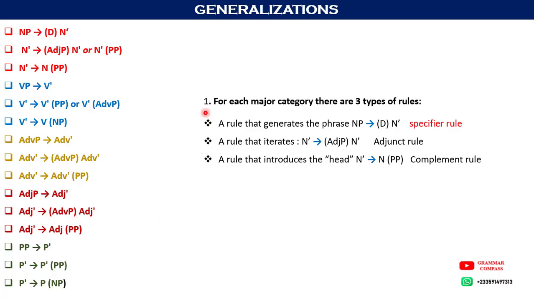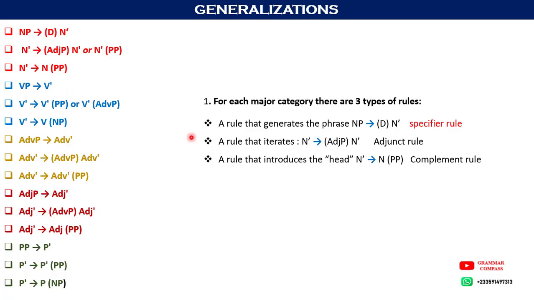So that is the first generalization that we can make. For each of the rules, there are three types. The first is the specifier rule. Then we have the second, that is the adjunct rule. It is the rule that can be repeated as many times depending on the adjunct qualifiers or modifiers that we have. And the last rule is the rule that introduces the head. We call it the complement rule. So that's one generalization that we can make among all the rules that we have developed so far.